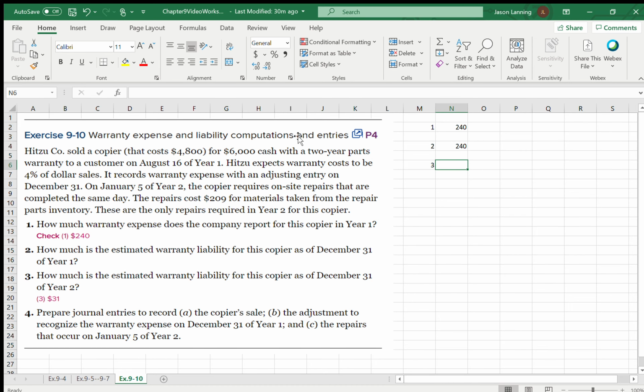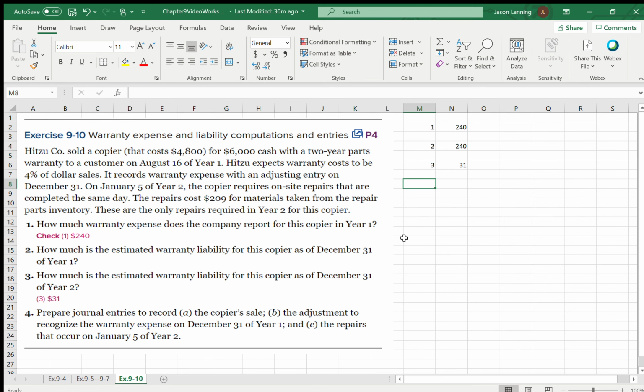Now, number 3 says, how much is the estimated warranty liability for this copier as of December 31st of year 2? This time we see that in year 2, the copier required on-site repairs, and the repairs cost $209. The balance in this account at the end of last year, which we just calculated, was $240. So if we use 209 of that 240, what's left is the difference: 240 minus 209, which is 31. So we would have $31 liability left for this copier after the repairs in year 2.